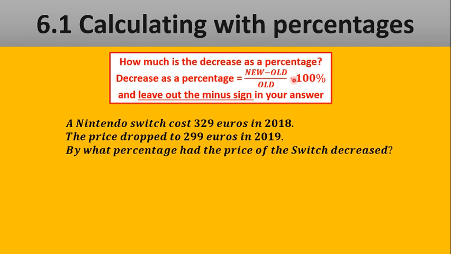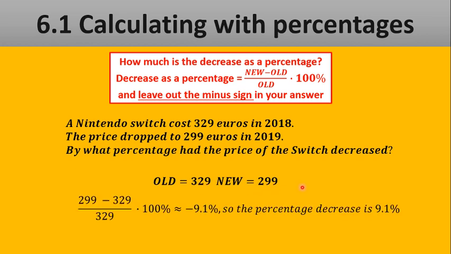So use the formula new minus old divided by old times 100%, with old being 329 and new being 299. This is going to give us, as you can see, approximately minus 9.1%, but as we have discussed, you have to leave out the minus sign. So the percentage decrease is going to be 9.1%. And this minus is only going to show up when you calculate a percentage decrease. If you calculate a percentage increase, this is always going to be positive, so you don't have to think about leaving out the minus sign.